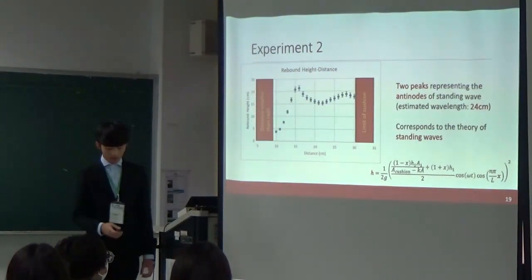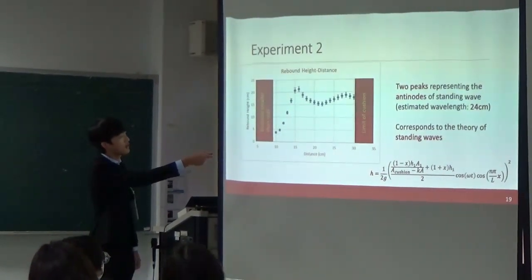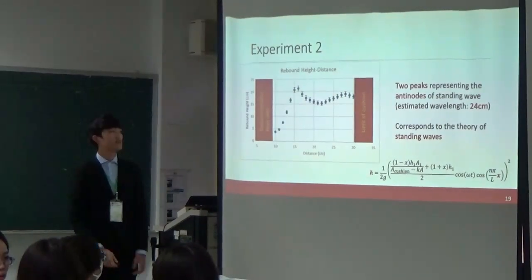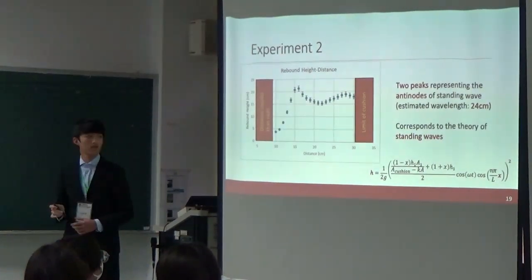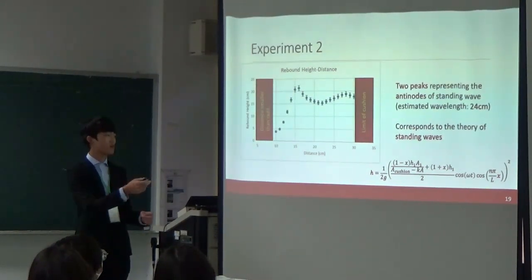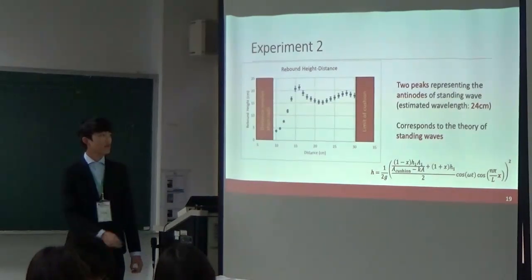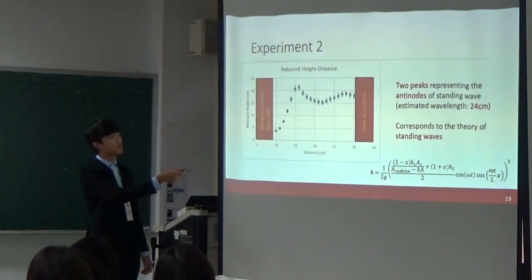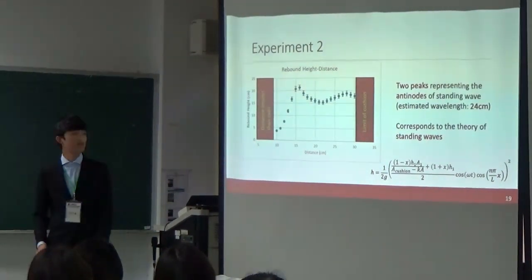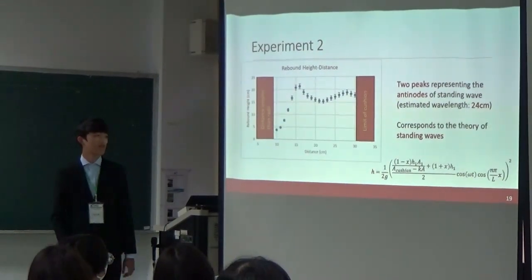measurements. So from our results, you can see that there are two peaks, one over here and one over here. And the peaks represent the antinodes of the standing wave, which is the maximum height of the antinodes. And from the two antinodes over here, we can estimate the wavelength is about 24 centimeters. And this corresponds to the theory of our standing wave.